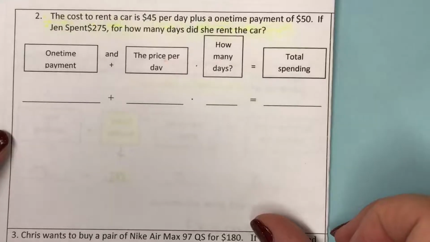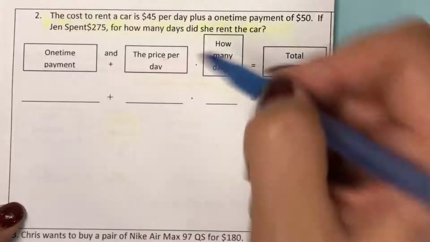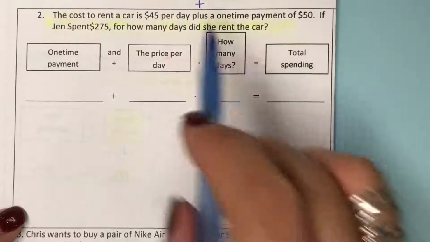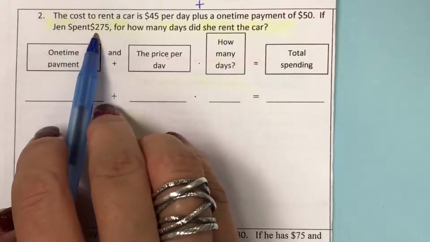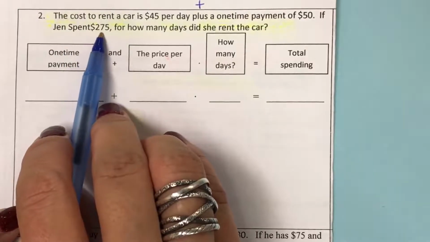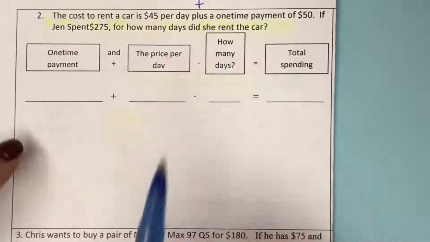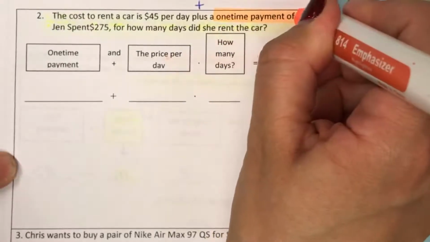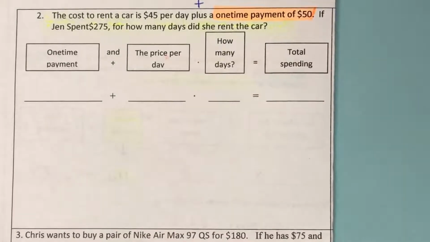The cost to rent a car is $45 per day, plus a one-time payment of $50. A one-time payment is usually like a deposit. If Jen spent $275, for how many days did she rent the car? So first we have a one-time payment, which is a deposit, and one time means that's the only time you pay it. It's the only $50 that you pay at first. So that is your one-time payment.